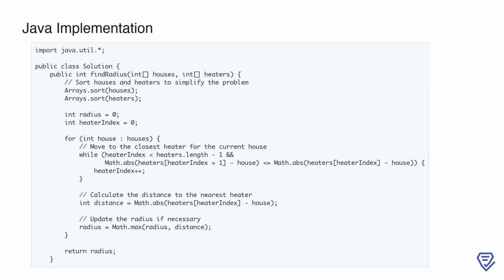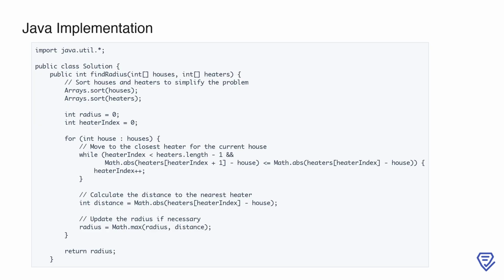Here, we start by importing the necessary Java utilities and defining our solution class along with the findRadius method. The first step in solving this problem is to sort both the houses and heaters arrays. Sorting helps simplify the task of finding the nearest heater for each house. Next, we initialize the variable radius to track the maximum minimum distance required, and heaterIndex to keep track of the current heater we are considering.